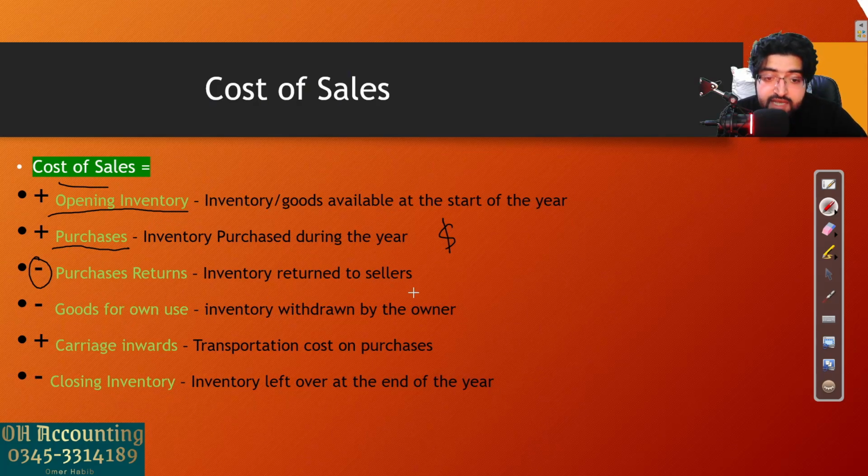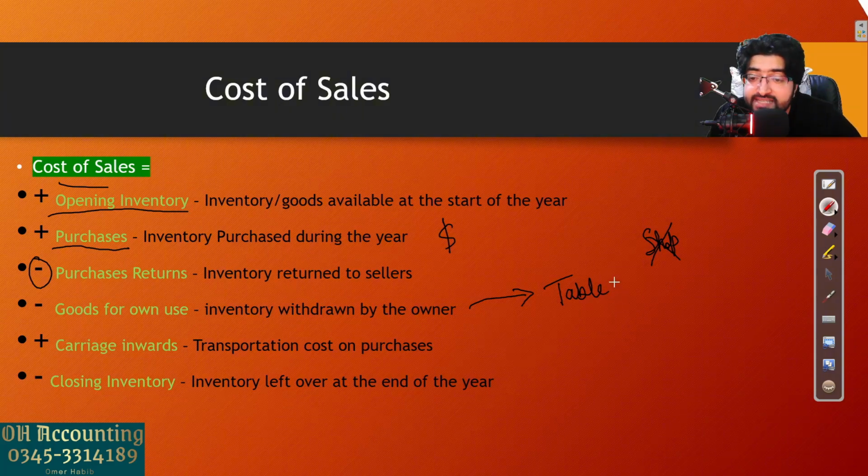Goods for own use. Inventory withdrawn by the owner. In simple words, what it means is that the owner takes home some of the inventory. Okay. For example, the owner wanted to buy a table. So what should he do? Should he go to a shop and buy it, or should he just pick one from his own business? He will not go to the shop. He will pick it from his own business.